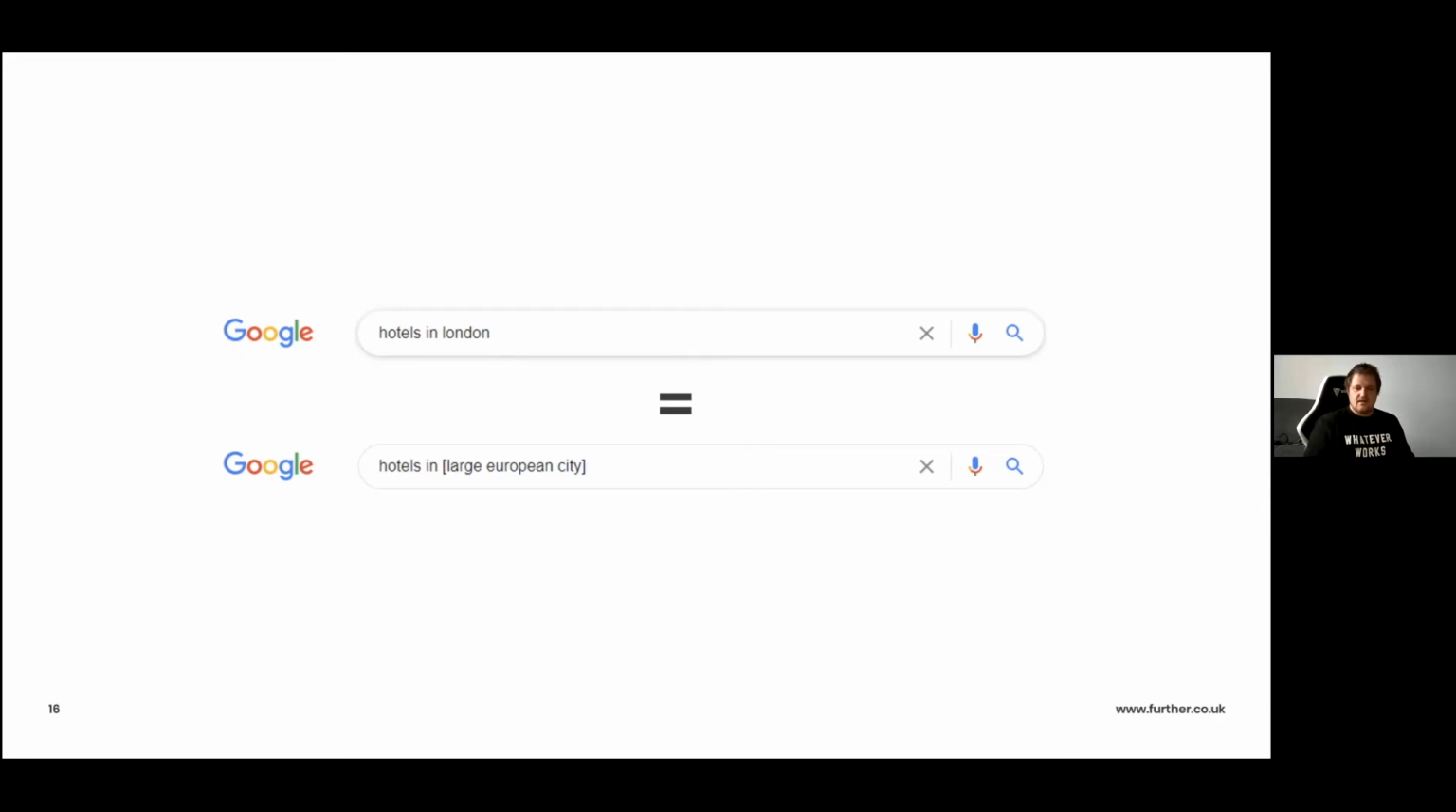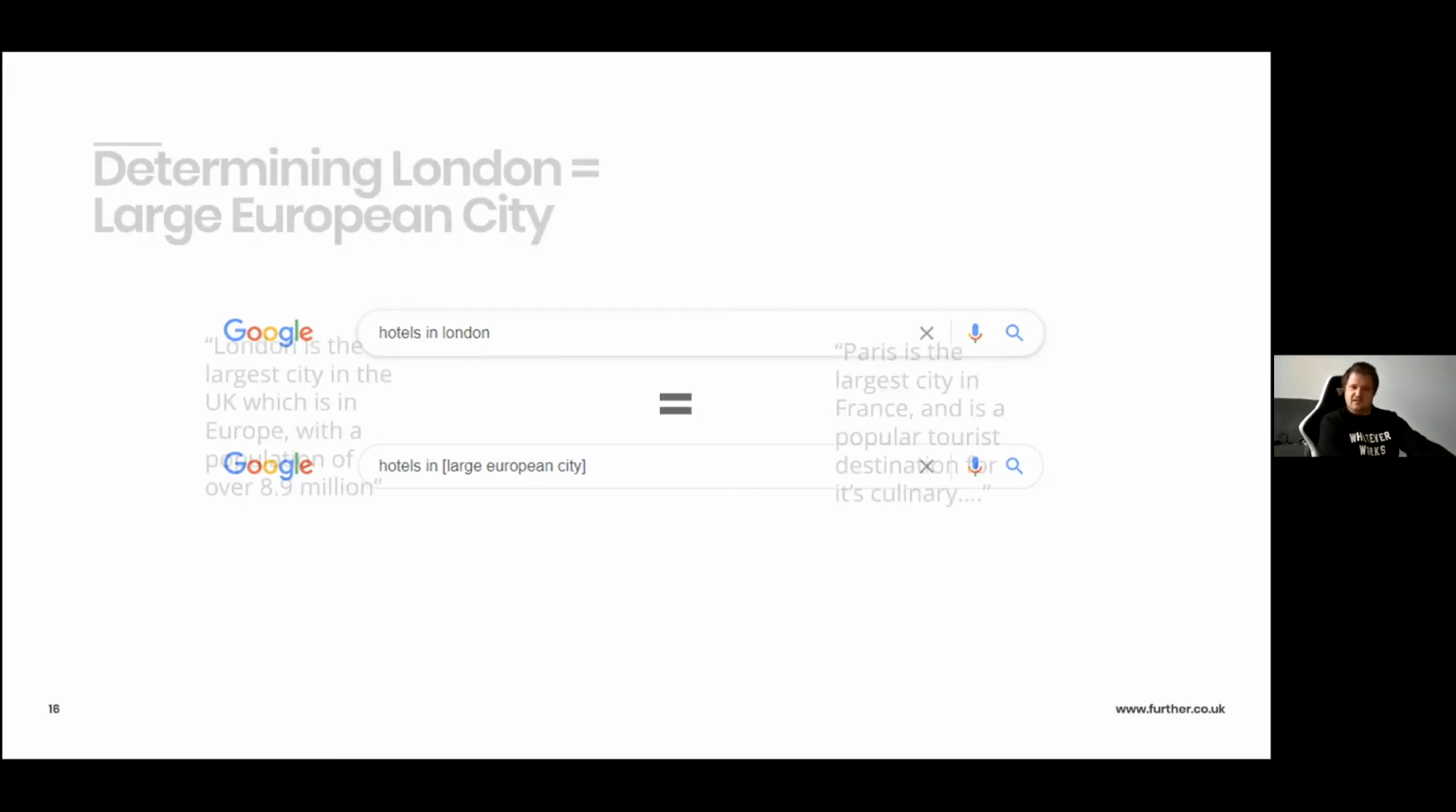Now, a computer doesn't know what a London is, it doesn't know what a Paris is, it doesn't know what a hotel is. You need a way at scale to teach it these things. Now, in Google's case, that's not actually true because they pay Wikipedia a lot of money to basically create a database of this stuff, but let's pretend they didn't, because that's inconvenient.